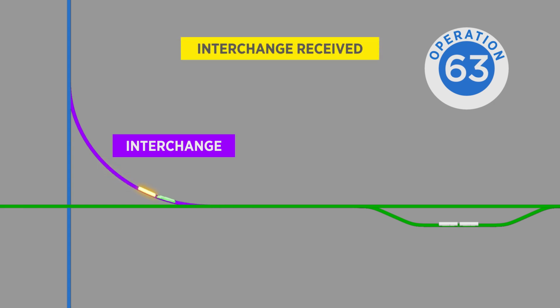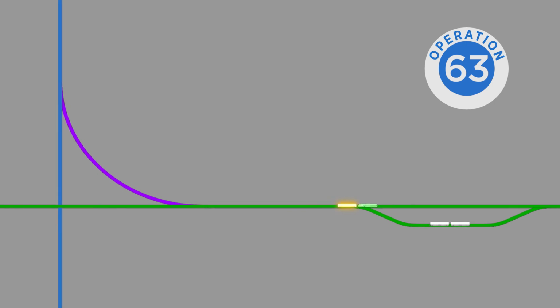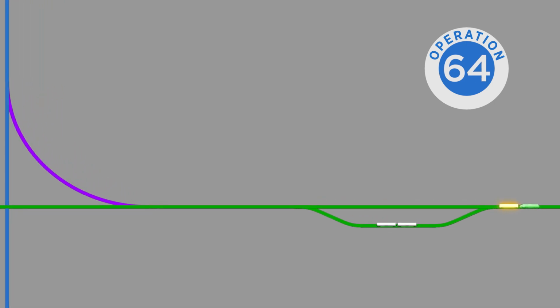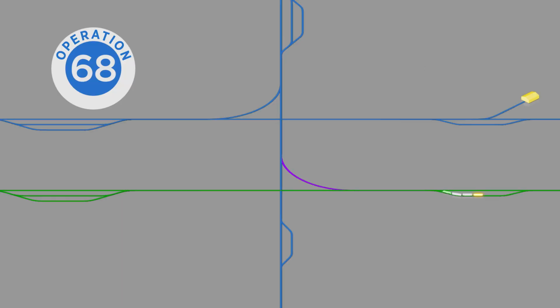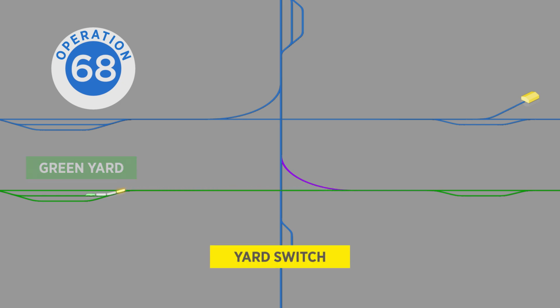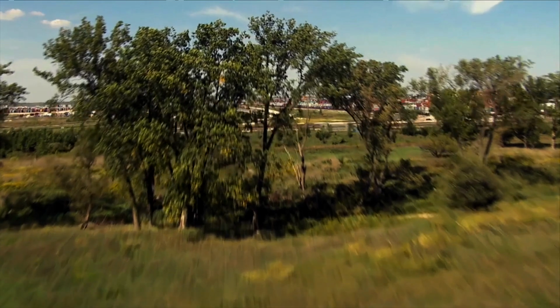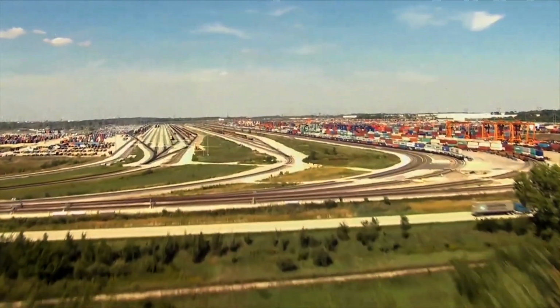At this point, the XYZ car is now in the possession of Green Railroad and can begin its journey to the customer. Green Railroad's Train 2 performs a runaround and moves the loaded XYZ car back to its yard. Finally, a yard switch will incorporate the XYZ car into a train destined for ABC customers' facility. This is an example of a typical single-car reciprocal switch.